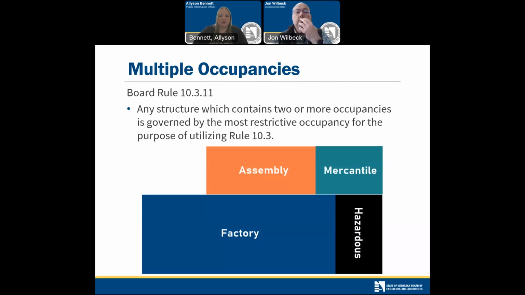It has multiple occupancies in it. So the factory is likely where the beer is made. Hazardous could be where hazardous materials are stored. Assembly is probably more of a tasting room, a dining area. Mercantile, say it's where the store is, where you could buy goods. So when we look at this structure with the multiple occupancies, we're going to want to look at that occupancy classification table to determine what the most restrictive occupancy is for this structure.